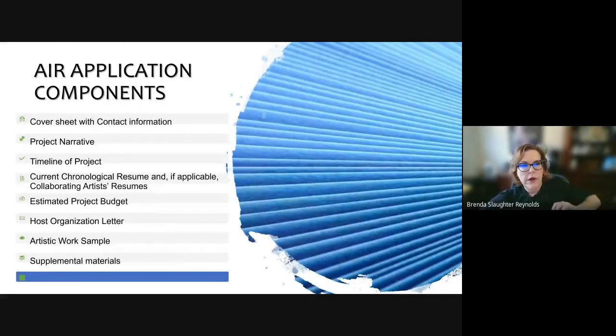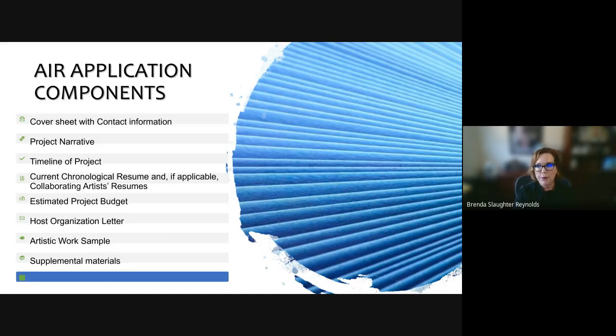So, your application components. This shouldn't be a very difficult application. You have your cover sheet with your contact information. You have your project narrative, which you're going to outline: I'm going to do 5 dance workshops, 1 culminating event. Here's what they're going to learn. Your timeline: I'm going to do it in the spring when we can utilize the outdoors, etc. Your current chronological resume, and if applicable, any collaborating artist resumes. This means if you're bringing in a master artist or you're teaching as a duo, those resumes should also be included. There will be an estimated project budget.